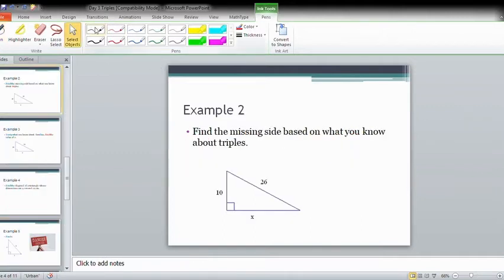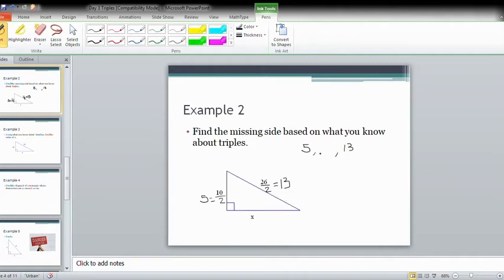All right, let's see if we're getting the hang of it. So we're finding the missing side based on what we know. Okay, well, if I look at my list of families, I know 10 and 26 isn't one of those families. However, 10 and 26 can be reduced, right? I can take out 2 from both of those. If I divide 10 by 2, I would get 5. If I divide 26 by 2, I would get 13.